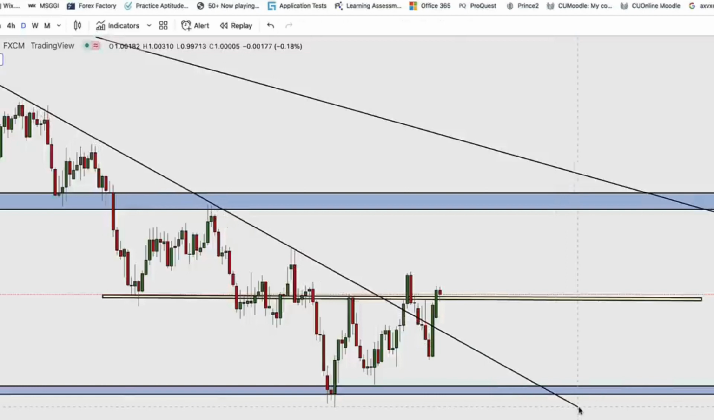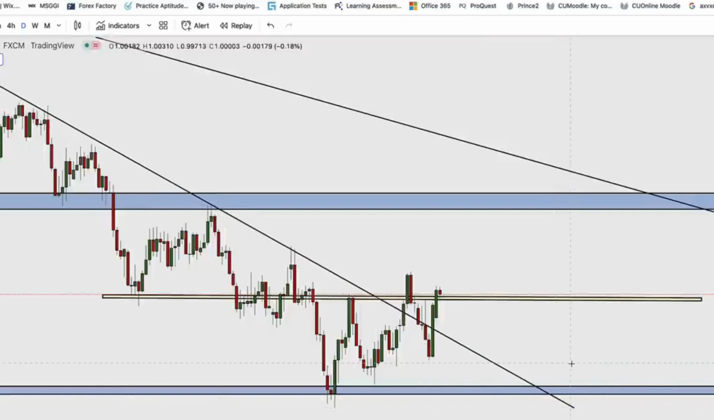Am I going to be trading it? No, because I don't really like to trade counter trends. I'm not really a counter trend trader, because the chances of an in-trend trade working out are higher than a counter trend.